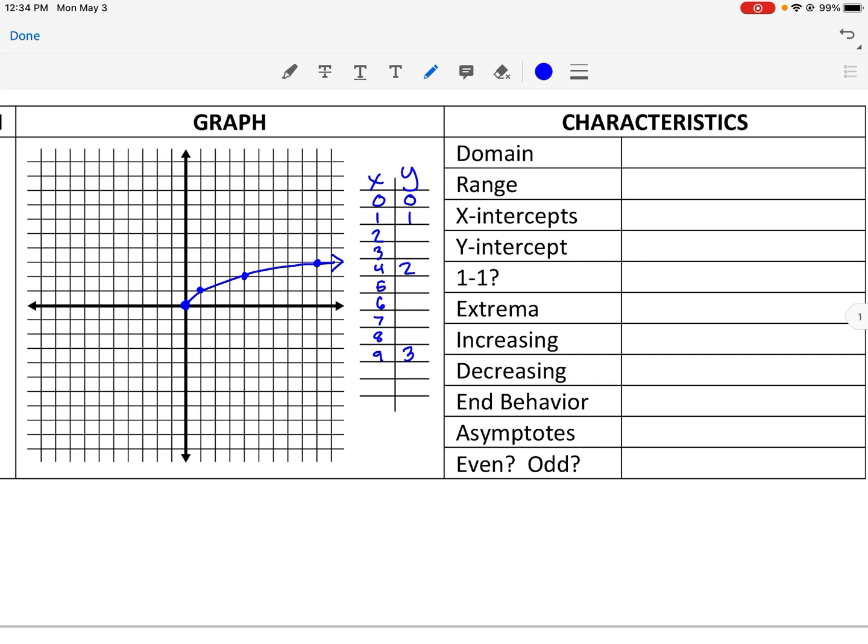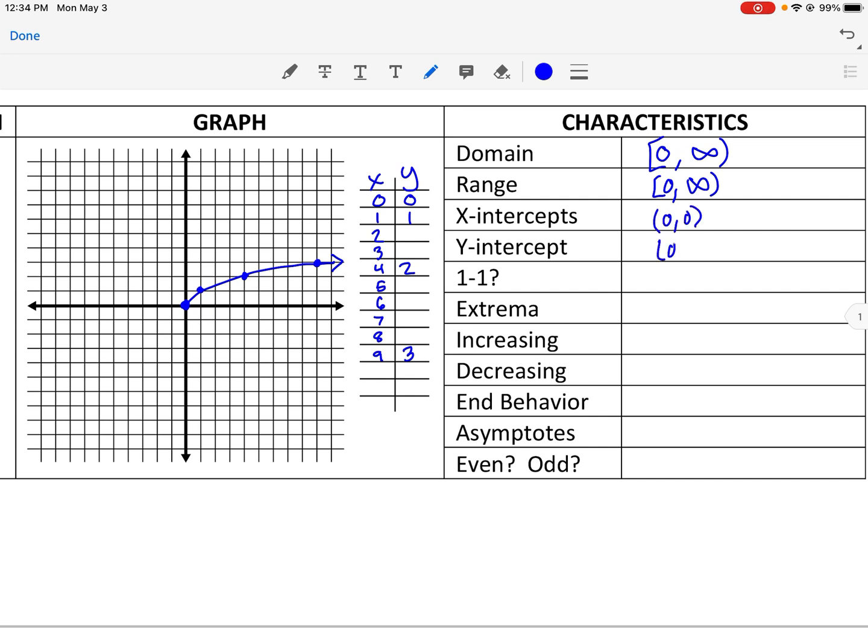So domain, looking at our x values. So left, it does not go left forever. It only goes down to 0 on the left side, and it does include 0. And it goes up to positive infinity. On the range, we're going up and down using y values. So it does not go down forever either. It goes down to 0 as far as it goes down, and then it goes up to positive infinity.